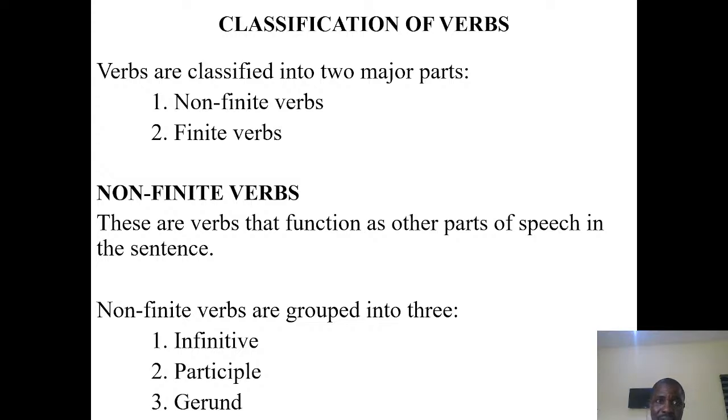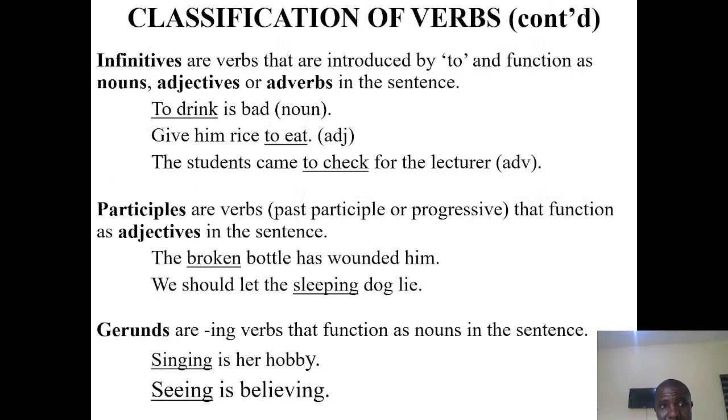Take note of that. So non-finite verbs are verbs that morphologically and structurally are verbs, but in terms of their function, in terms of the position of occurrence in the sentence, they function as other parts of speech. So we have about three: infinitives, participle, gerund. Infinitives are of two types. Infinitives are verbs that are introduced by to and function as noun, adjective, or adverb.